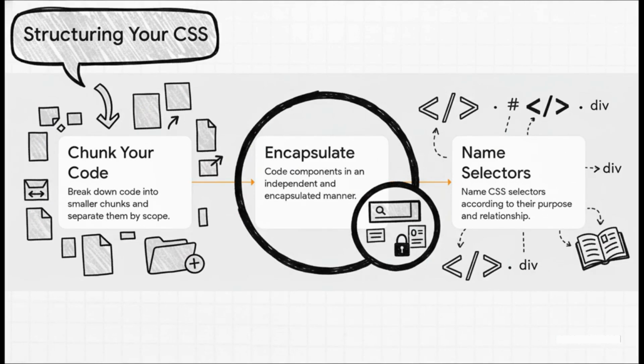It's pretty straightforward. First, break your code into smaller, more manageable pieces. Don't just have one giant file. Second, make sure your components are independent. They shouldn't rely on other random parts of your site to work. And third, and this is a big one, name things logically. Give your selectors names that make sense. A little discipline here at the beginning saves you from a world of headaches later on.